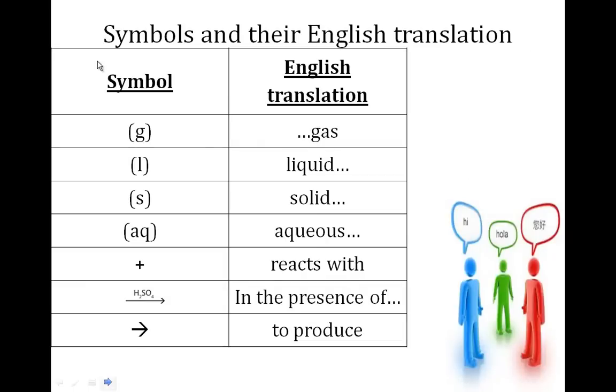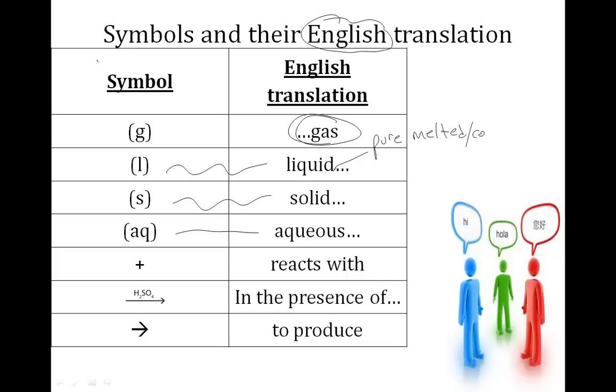Symbols and their English translations. Little g stands for gas, which is what happens when you eat too much turkey and things. L is a liquid. S is a solid. Aqueous is not the same as a liquid. A liquid is pure, and it's like something that's melted or condensed, so it's just that state of matter. Whereas aqueous is something that is dissolved in water. So if you're dissolved in water, you are a homogeneous solution.